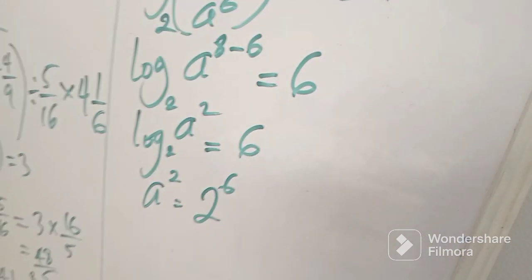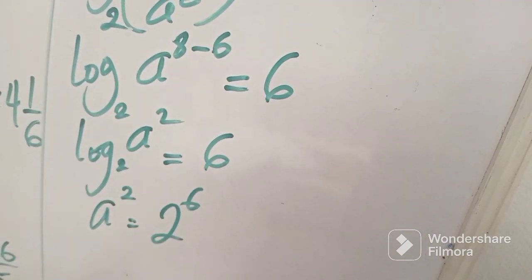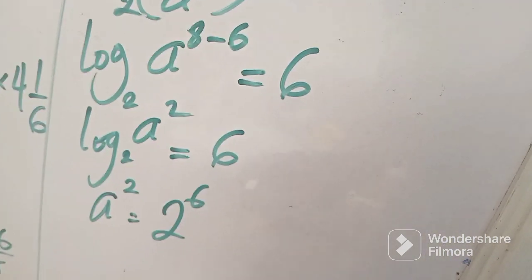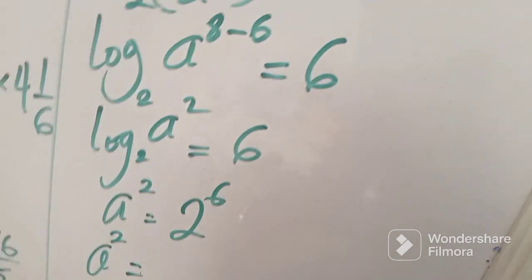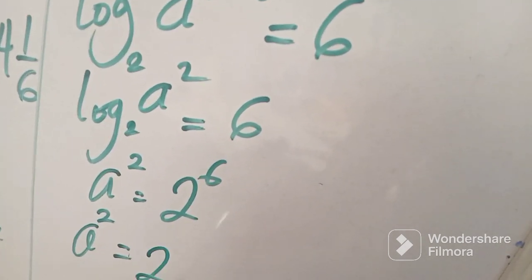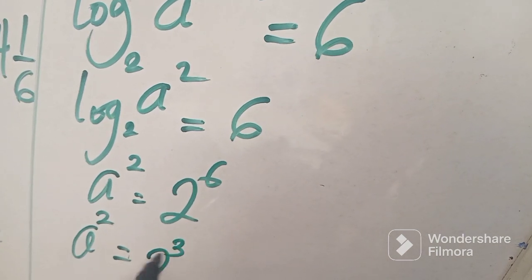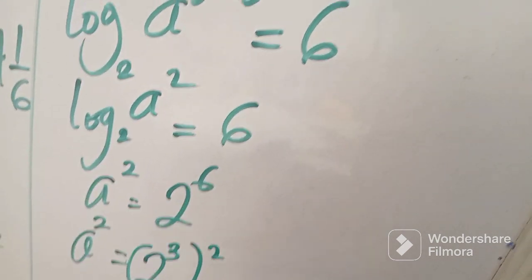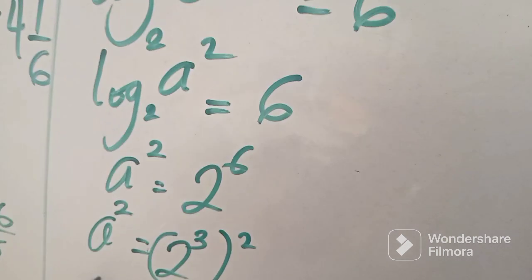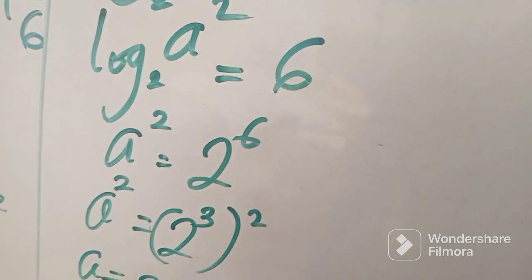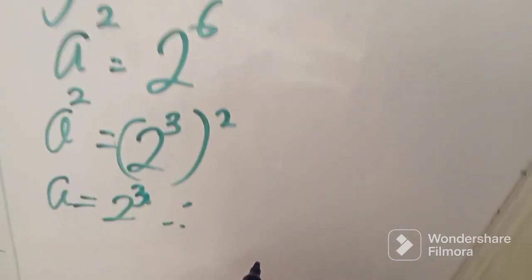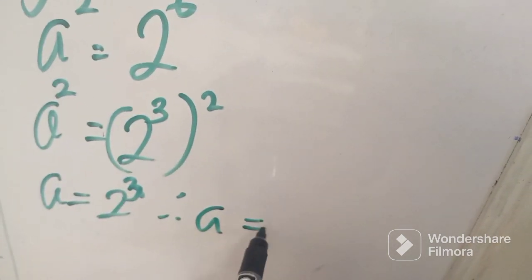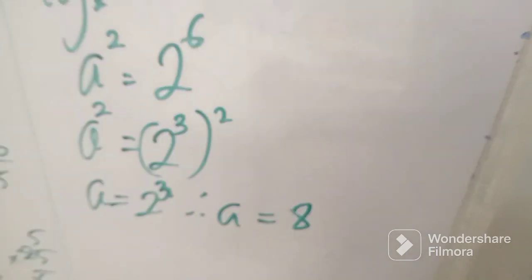So how do we now make sure that they have the same power? That's very simple. Just write a raised power 2 equal to 2 raised power 3, then raised power 2. That means a will be equal to 2 raised power 3. Therefore, a equals 8.